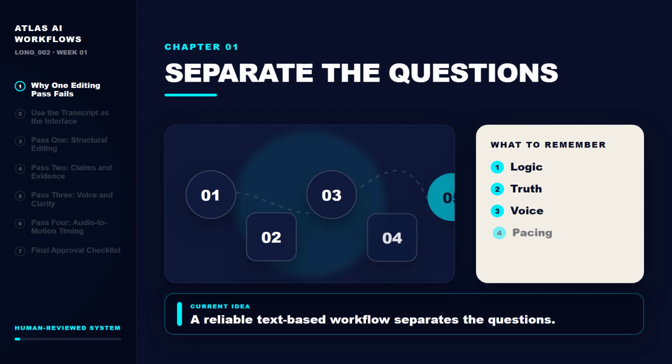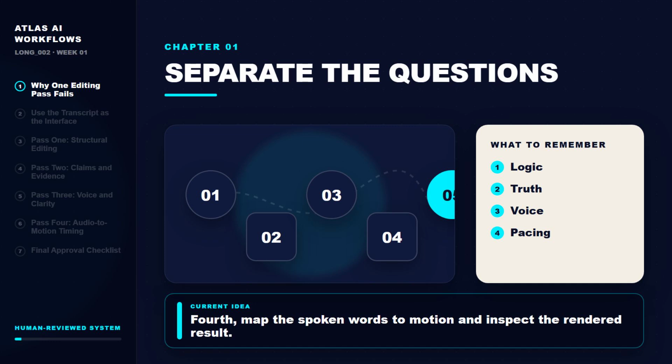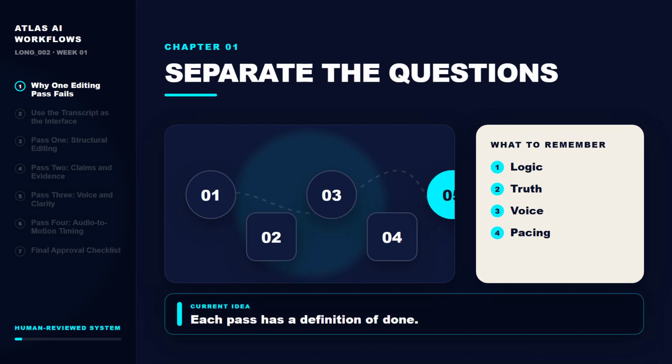A reliable text-based workflow separates the questions. First, decide whether the argument works. Second, decide whether the important claims are supported. Third, edit the language for the channel's real voice. Fourth, map the spoken words to motion and inspect the rendered result. Each pass has a definition of done.